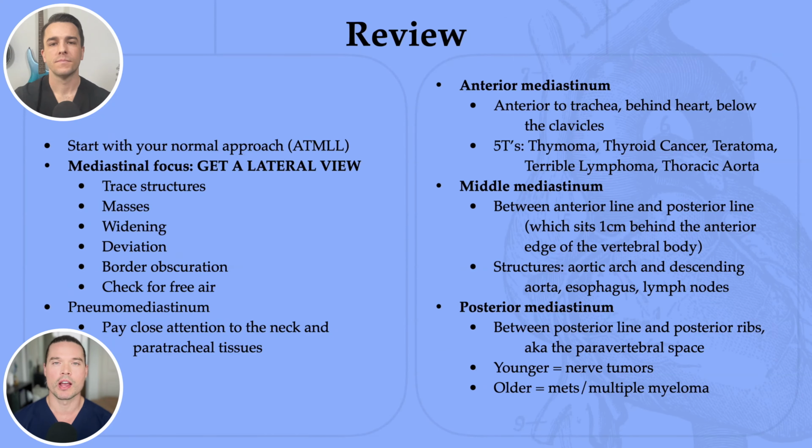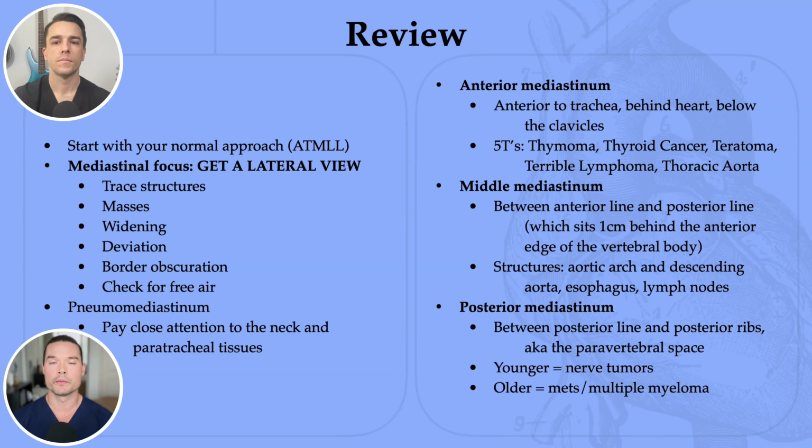So in review, remember to have your systematic approach. When it comes to mediastinum, our focus is going to be on tracing our structures. We're going to be looking for masses, widening, deviation, obscuration of borders, and we're going to be checking for air. For pneumomediastinum, don't forget to pay close attention to the neck and soft tissues. Our anterior mediastinum is going to be from the sternum, a line drawn in front of the trachea and behind the posterior aspect of the heart. Our 5 T's are going to be the thymoma, thyroid cancer, teratoma, terrible lymphoma, and our ascending thoracic aorta.